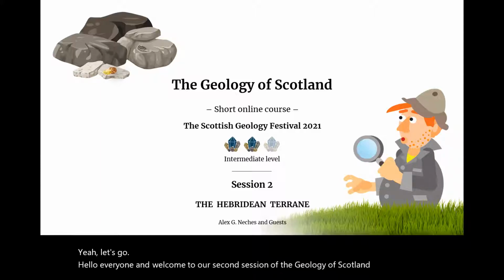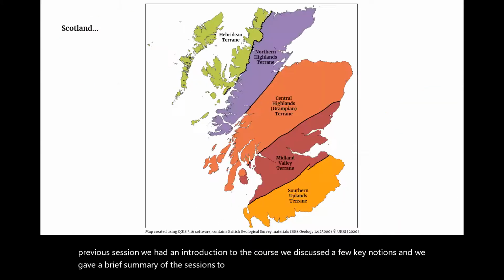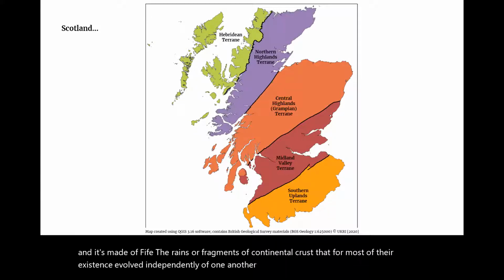In the previous session, we had an introduction to the course, we discussed a few key notions, and we gave a brief summary of the sessions to follow. Scotland is more than 3,000 million years old, and it's made of 5 terranes, or fragments of continental crust, that for most of their existence evolved independently of one another and gradually merged together.